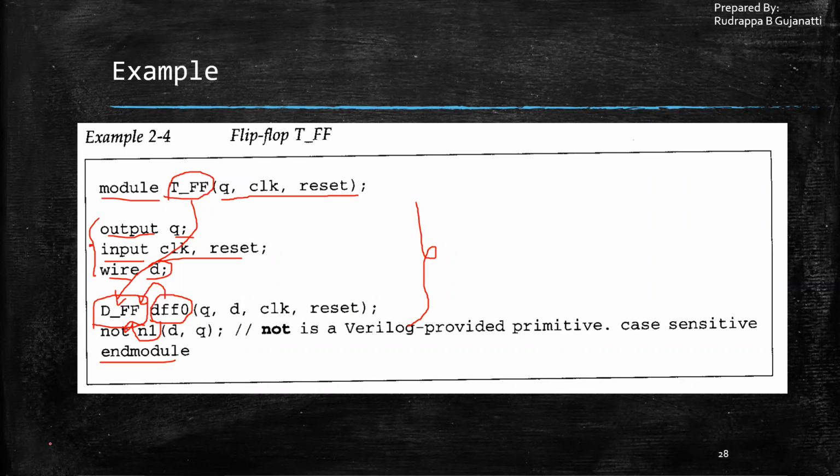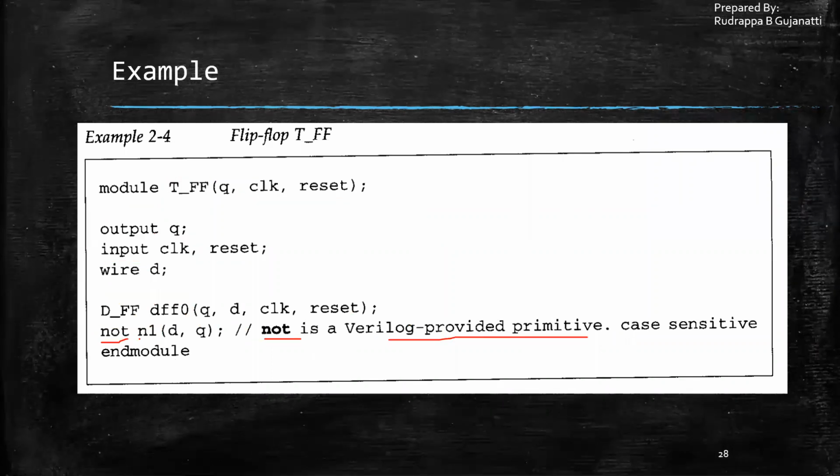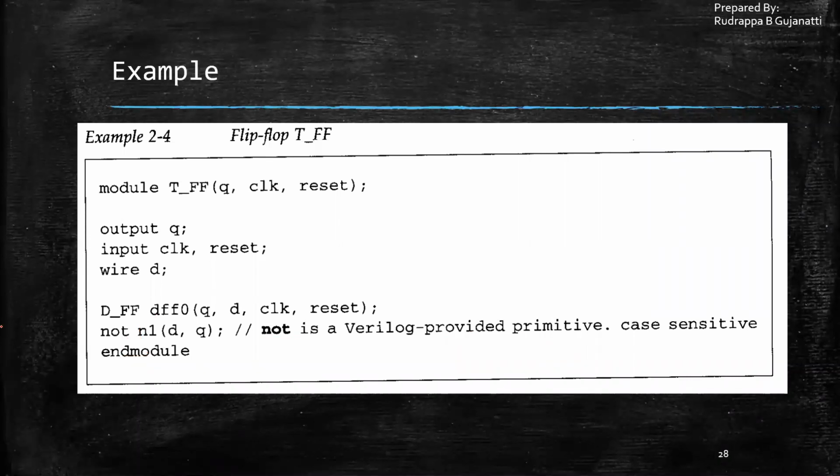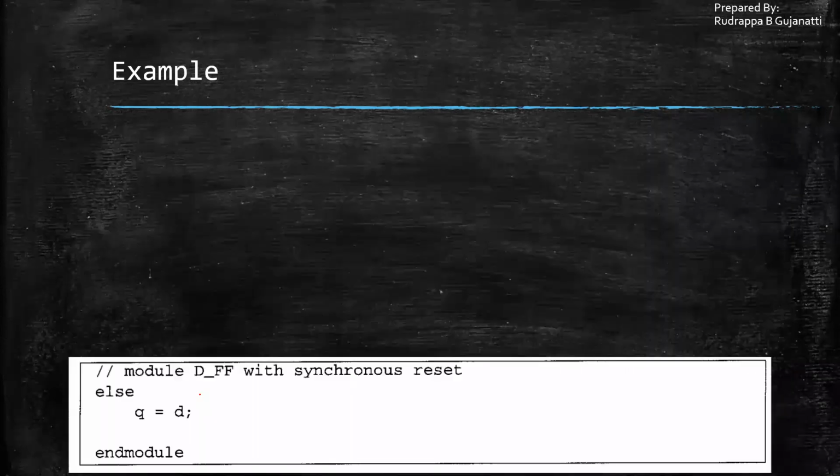And here what we are doing is taking not. NOT is basically a primitive which is present in Verilog. We are using this primitive to create an instance, N1, which is an instance of the NOT gate. Now since we have an instance of D flip-flop, this also has to be defined. So that also is present.